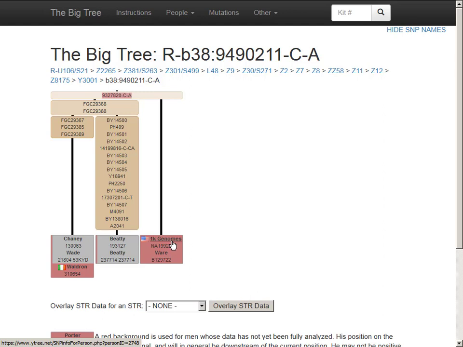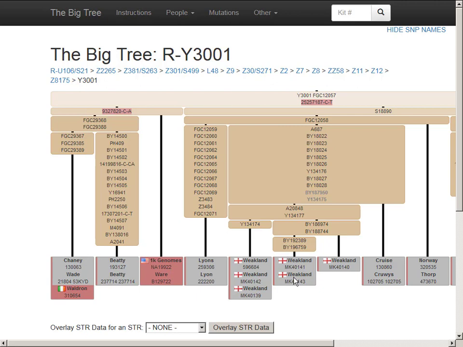There's an anonymous person from the 1000 Genomes Project and a Ware with a common ancestor a few hundred years further back again. And back up to Y3001. And now you see there's a whole bunch of people over here with an unusual surname called Weakland. I've never met a Weakland. Anybody here ever met anyone called Weakland? So obviously there has been a concerted effort to get the Weaklands to join a Y-DNA project.